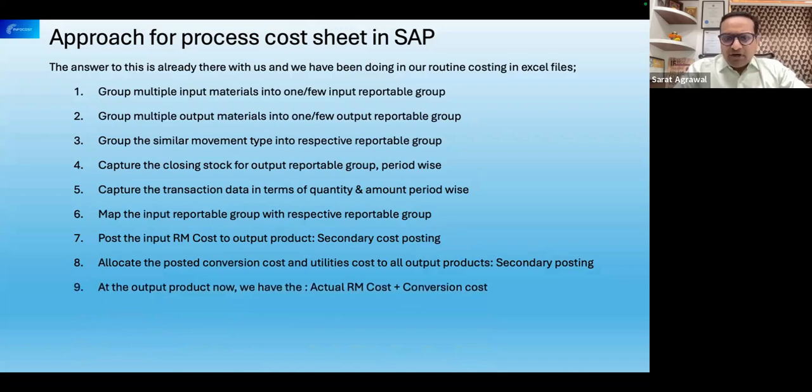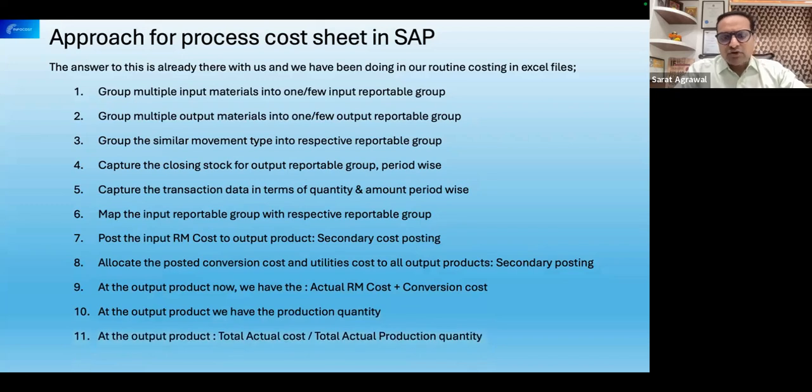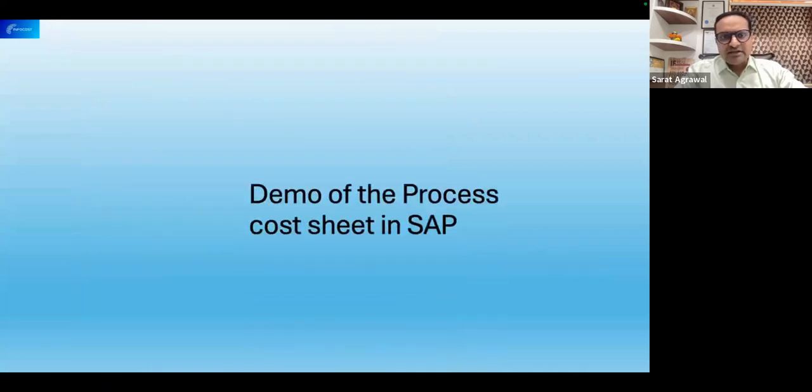Then at the product level, we have a raw material cost and conversion cost. And then we have a production quantity as well for the product level. And then we are getting the actual cost of production per unit at a product level. So all these things we have done and configured in the SAP system. So let us see that.